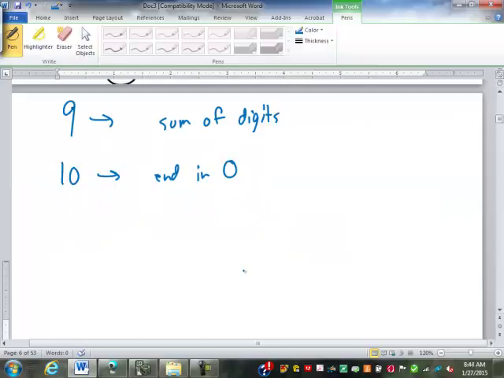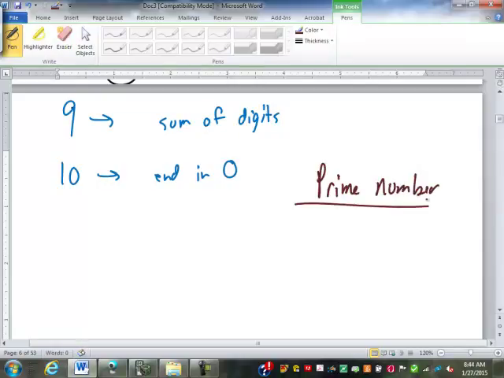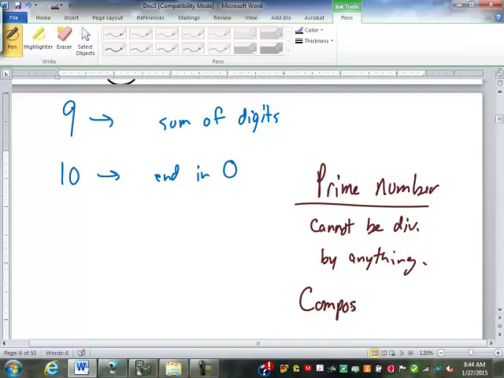Now, as we get larger, there are other rules for what we call the prime numbers. So let's talk about that for a second: prime and composite. A prime number cannot be divided by anything other than 1 and itself. That's a prime number. It has no numbers that divide into it other than itself. So the rest of these are what we call composite numbers. Composite numbers have smaller numbers that do divide into them.